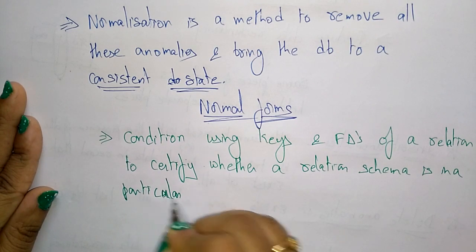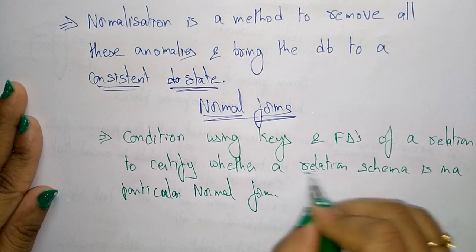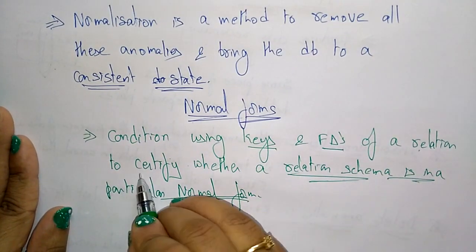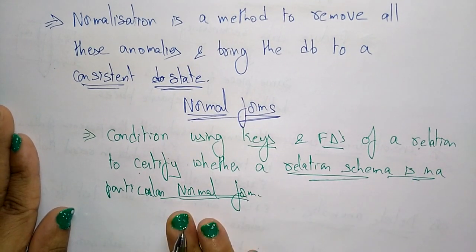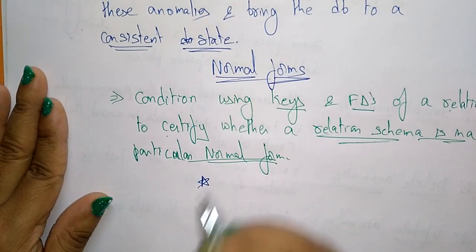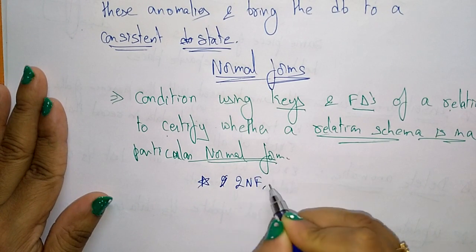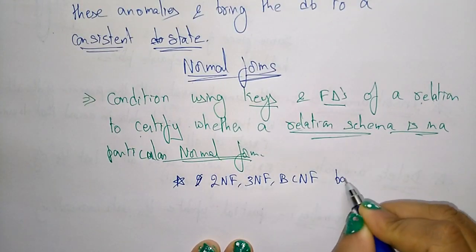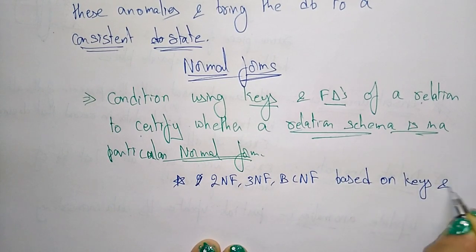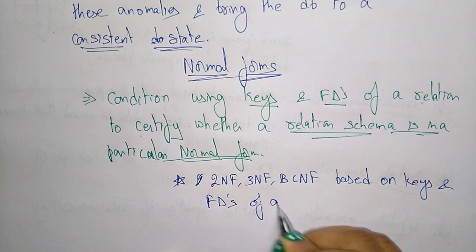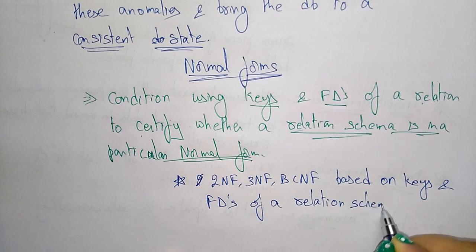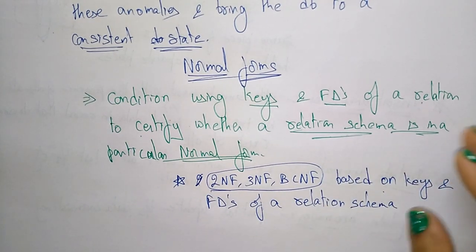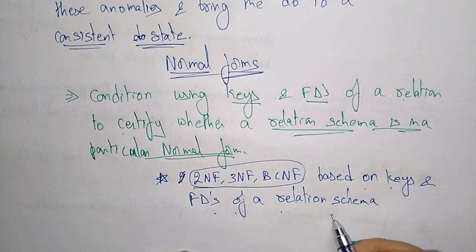Is in a particular normal form. So how can we say that a relation is in a particular normal form? With the help of these conditions, using keys and functional dependency of a relation, we certify whether a relational schema is in a particular normal form or not. You have to remember some points: 1NF, 2NF, 3NF, BCNF. These are the different normal forms. These three normal forms are based on keys and functional dependencies of a relational schema. They are designed to use the properties based on the keys and functional dependency of the relational schema.